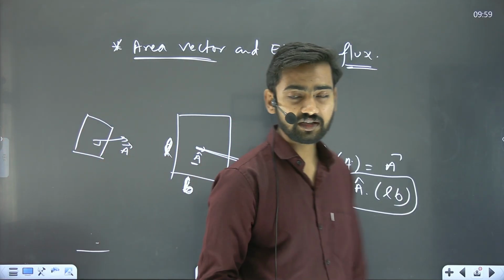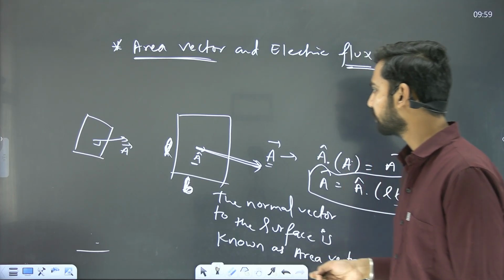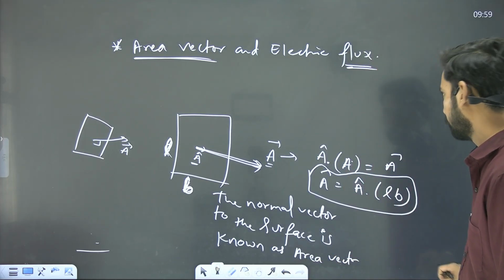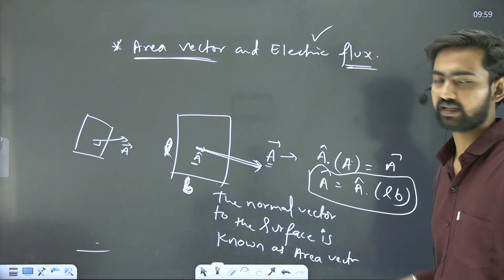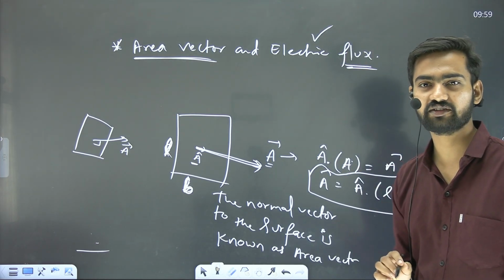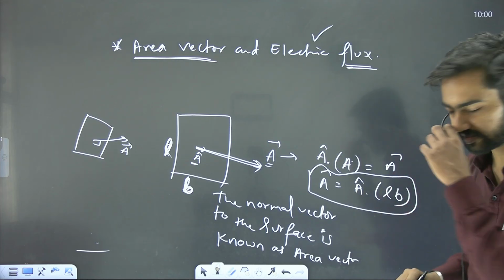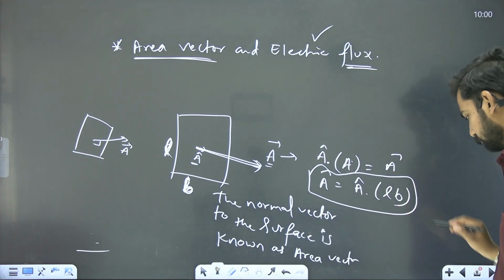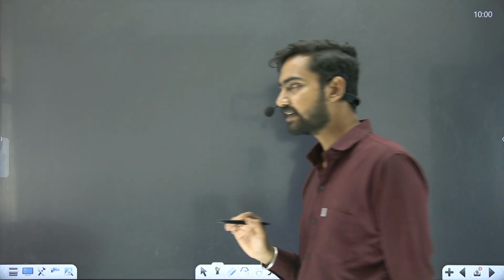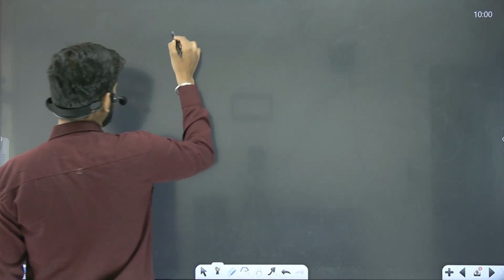But why are we studying it here? We are studying the area vector here just because we want to learn about electric flux. There is some correlation between area vector and electric flux. What is electric flux?